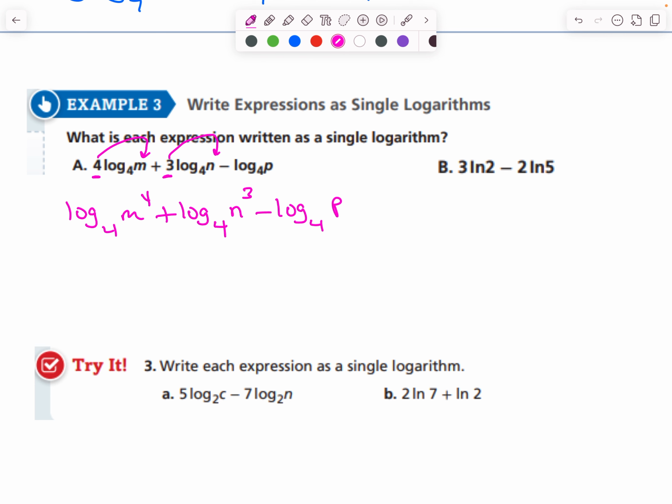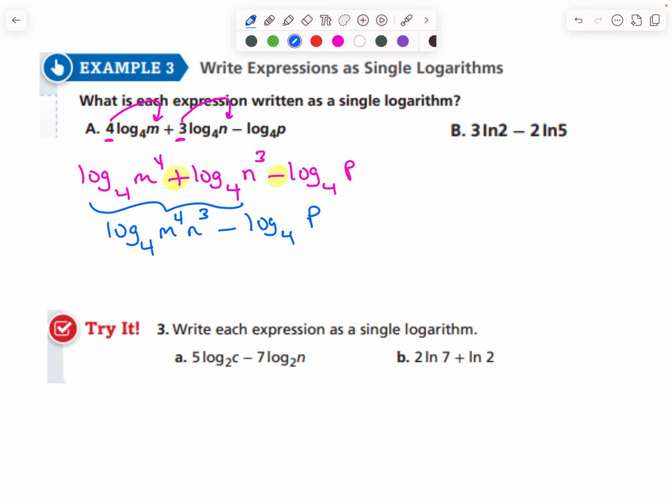After that, we want to try to get this down into 1 log. So I notice 2 operations. Notice first I have addition, then I have subtraction. So we'll start with the addition and we'll pull those 2 together. So we can rewrite this as 1 log expression, log base 4, m to the 4th times n to the 3rd, but we still have minus log base 4 of p.